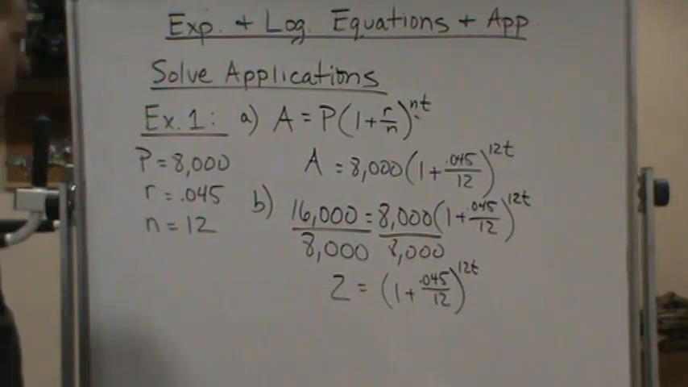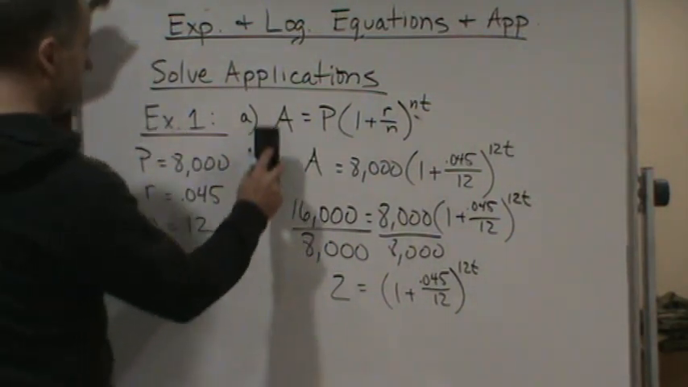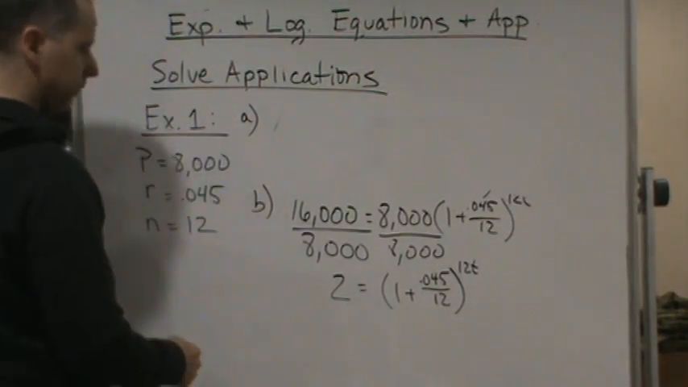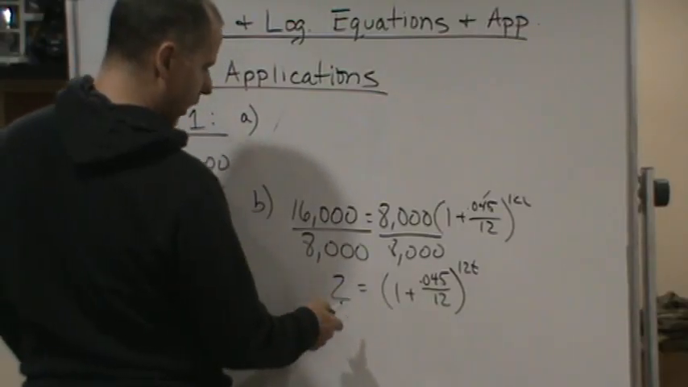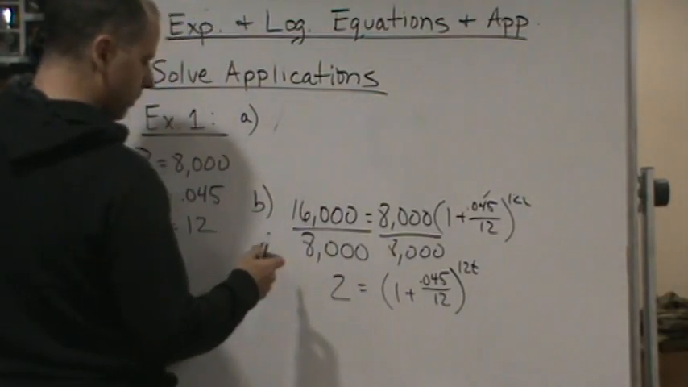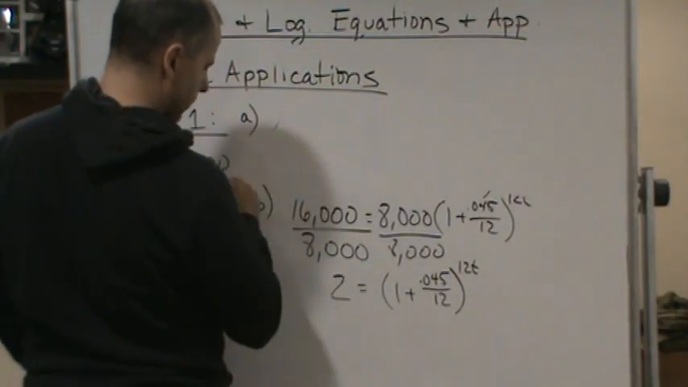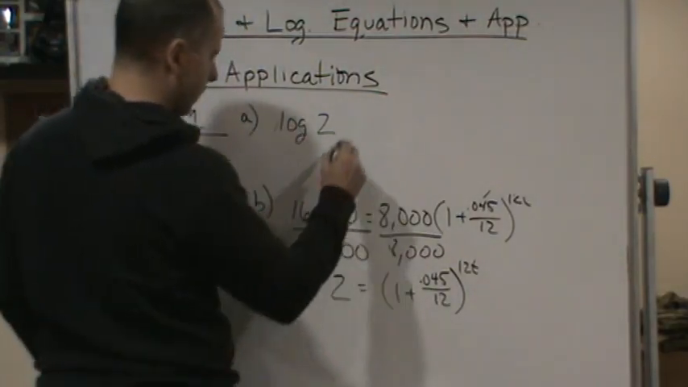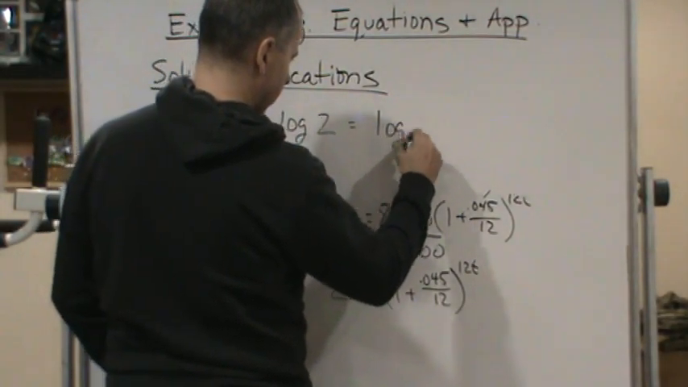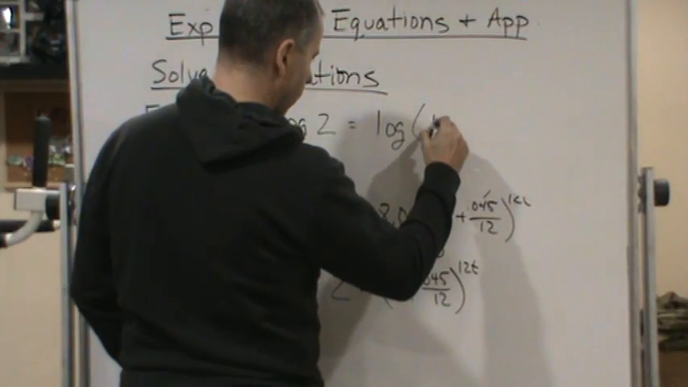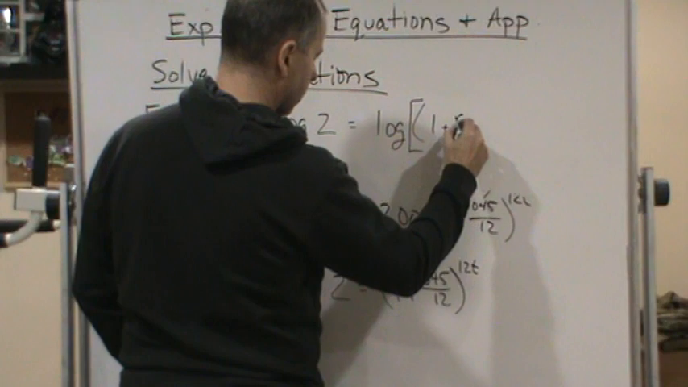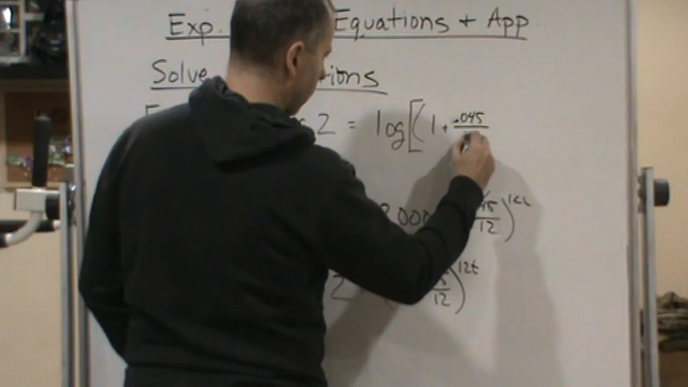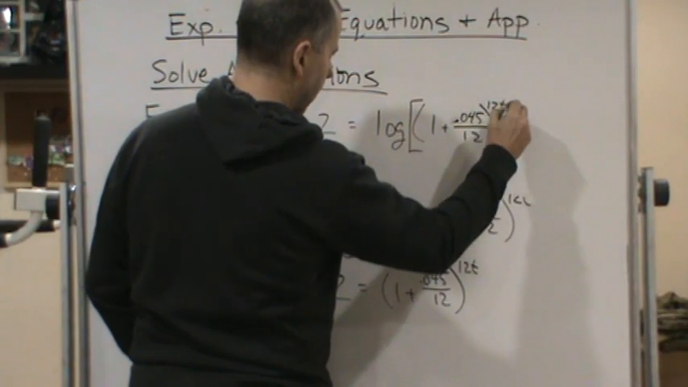Now what we're going to do is take the log of both sides in this case, right? So we're going to use those steps for using logs to solve an exponential equation. It doesn't matter which log we use, but let's use the common logs. So we'll say log of 2 is equal to the log of 1 plus 0.045 over 12, raised to the 12t power.